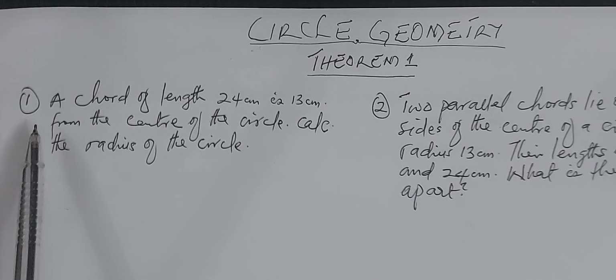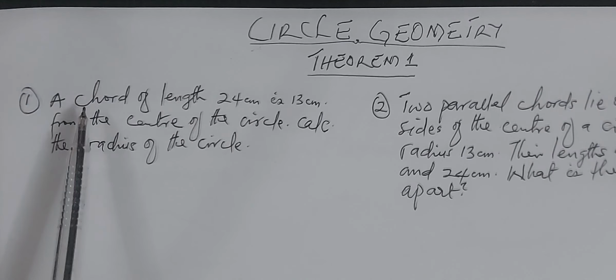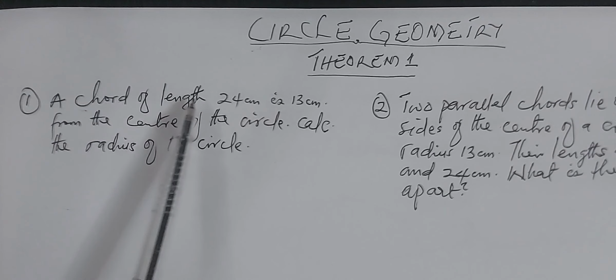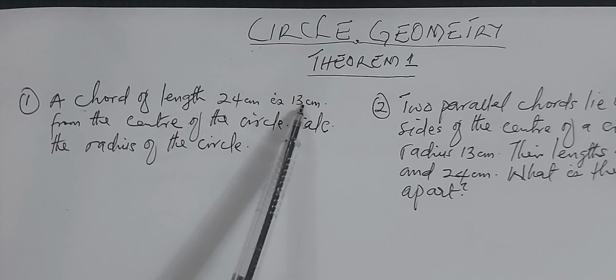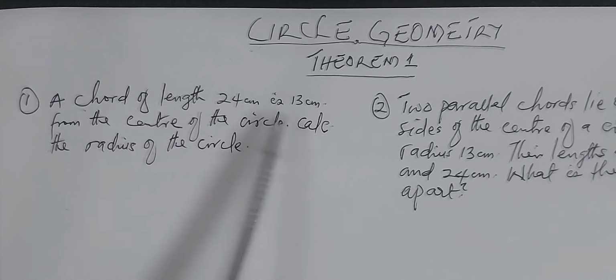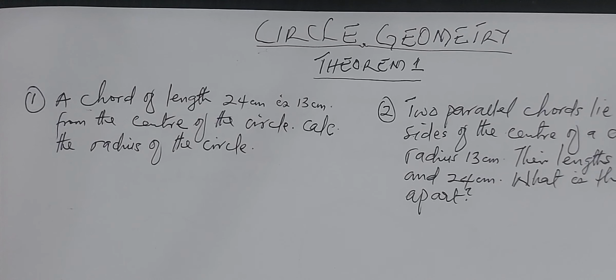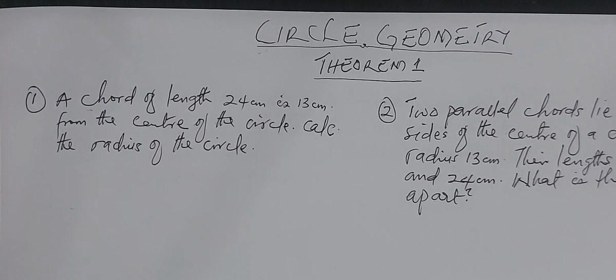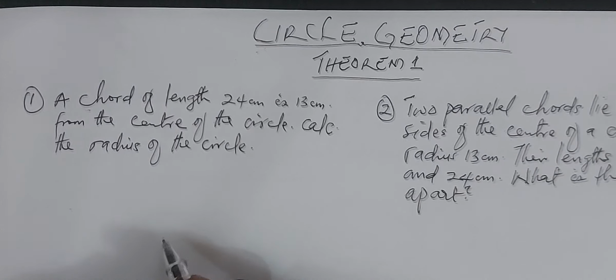Before us, we have question 1 and 2. Question 1 states: a chord of length 24 is 13 centimeters from the center of the circle. Calculate the radius of the circle. We are still on Theorem 1, which states that the distance from the center of a circle to a chord bisects the chord into two equal halves at a right angle. So let's go straight and solve this.